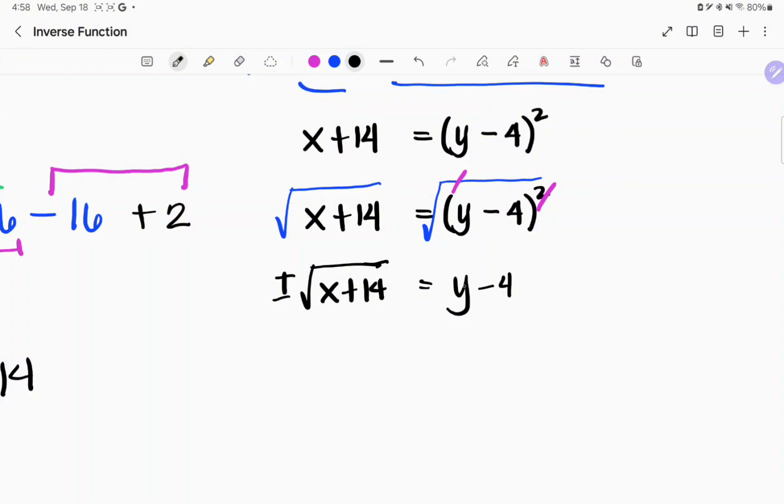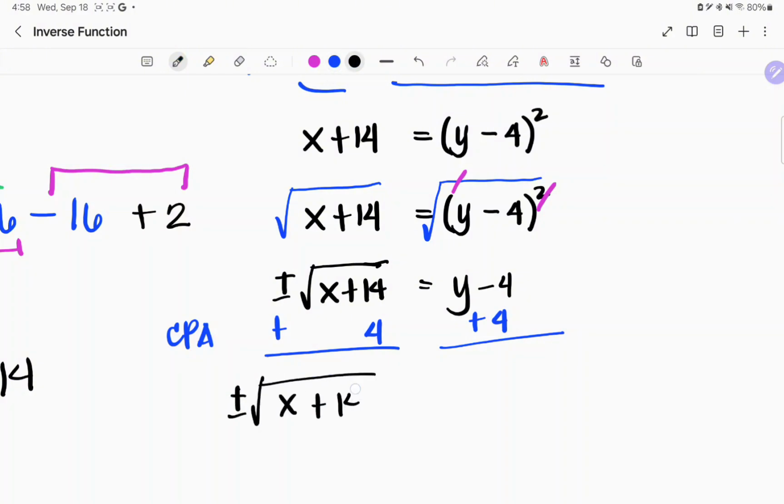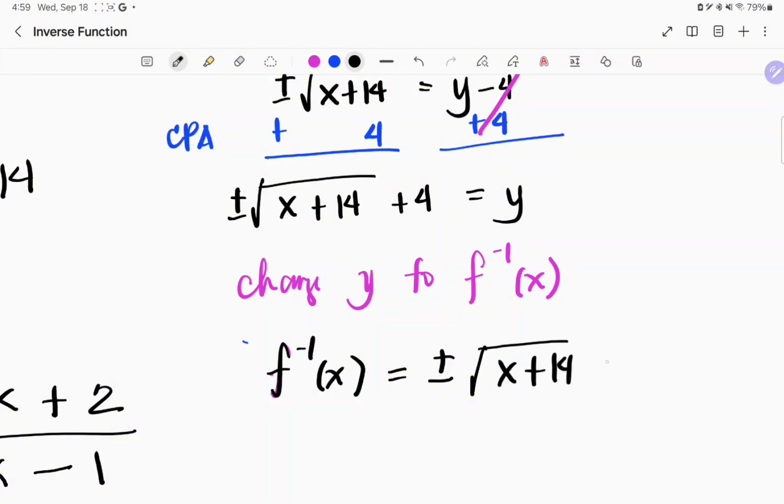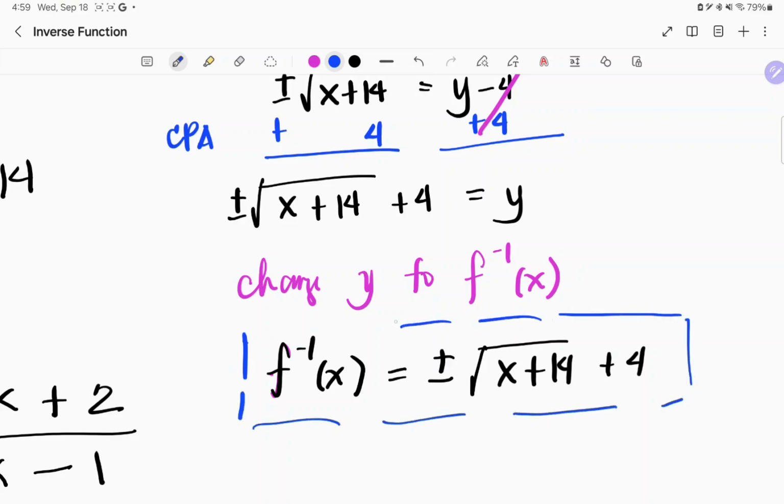Now, since we have to isolate y on the right side, we have to use commutative property of addition. We have to add 4 to both sides. So our left side will become plus or minus square root of x plus 14 plus 4, that is equal to y, because negative 4 and positive 4 is 0. For our final answer, we have to change now y to f inverse of x. That is equal to plus or minus square root of x plus 14 plus 4. This is now the inverse of the given function.